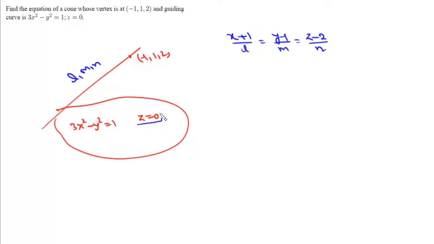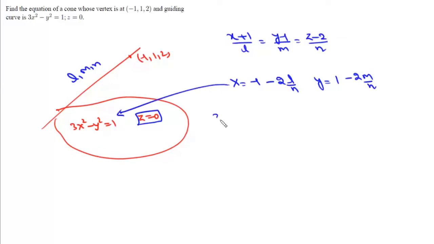Now for the guiding curve, z is 0. Now if we put z as 0, then we get x equals minus 1 minus 2L by N, and we'll get y equals 1 minus 2M by N. Now these x and y lie on this curve, so it'll be 3 times (1 plus 2L by N) square, minus (1 minus 2M by N) whole square, and it is equal to 1. Now we need to eliminate L, M and N.